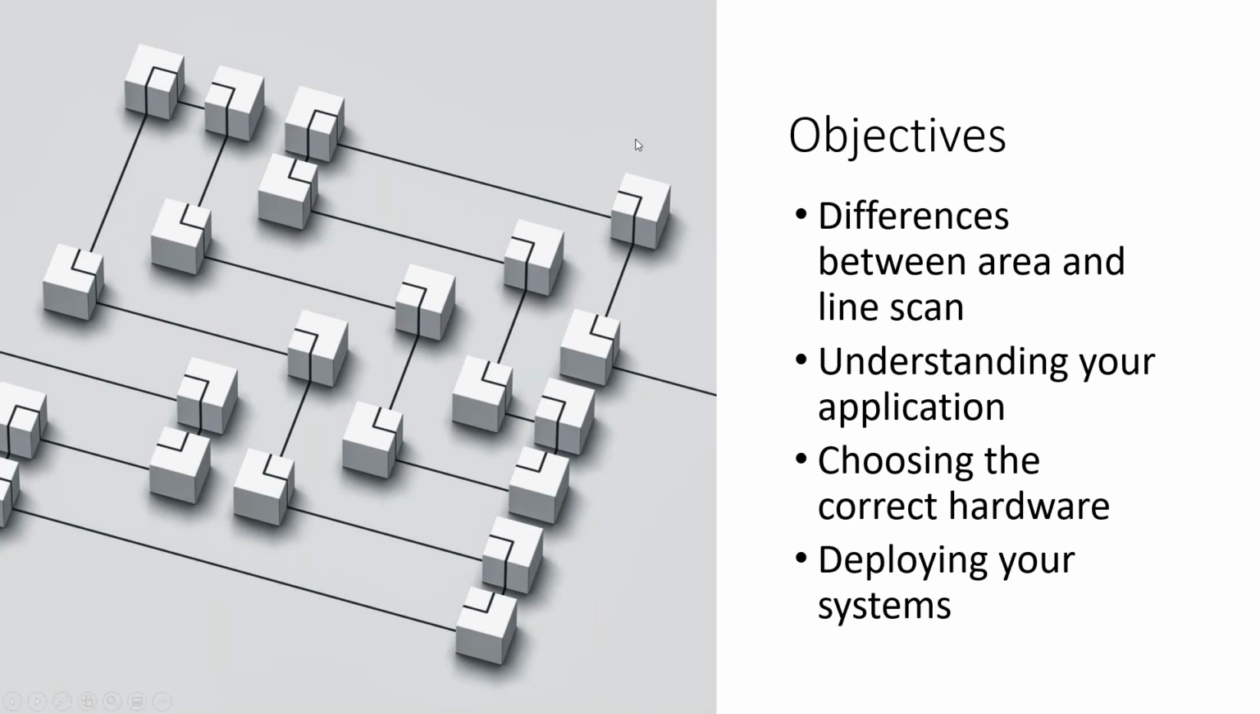So just as housekeeping, we're going to be going over the differences between an area and line scan system, the similarities and differences that they share, and how we can go from our understanding in an area scan environment to one that is line scan based. We're also going to understand what applications work best with line scan, and with that, what hardware we need to correctly implement these systems out in the field, as well as some other key factors to consider.